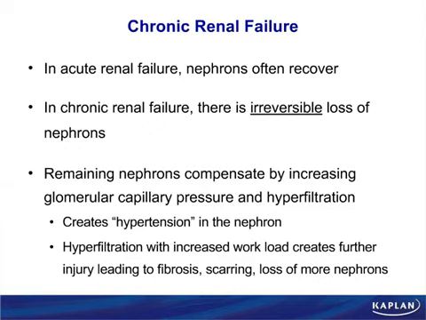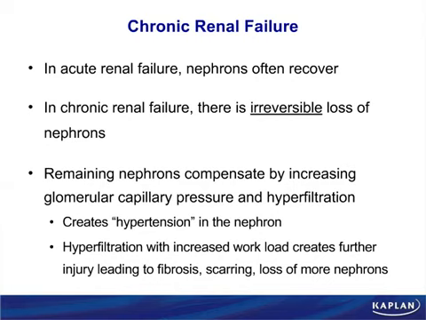Now, chronic renal failure. In acute renal failure, the nephrons may recover. In chronic renal failure, there is irreversible loss of the nephrons. Now, the remaining nephrons will compensate by increasing glomerular capillary pressures. This leads to a concept known as hyperfiltration. This creates glomerular hypertension. This glomerular hypertension leads to increased workload on the remaining glomeruli, leading to fibrosis, scarring, and further loss of the nephron.